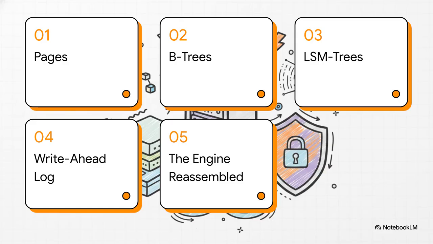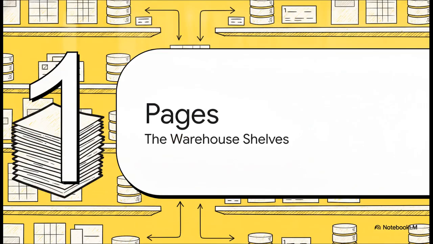To make sense of this whole journey, we're going to look at 4 specific tools: Pages, B-Trees, LSM-Trees, and the write-ahead log. And then we'll put the whole engine back together. Okay, so first up, Pages, or what I like to call the warehouse shelves.